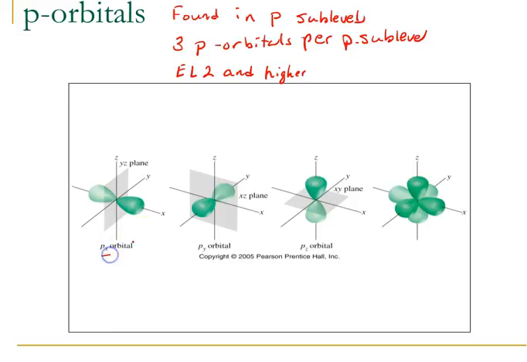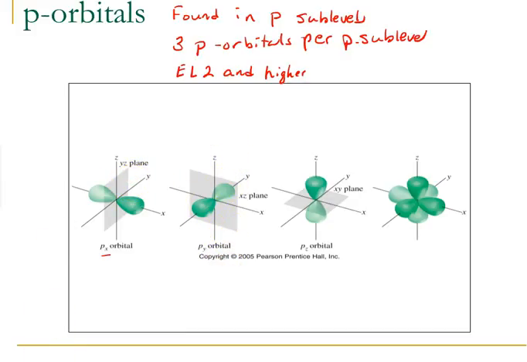We call it p subscript x. This one is arranged on the y-axis. We call this the py orbital. And on our third one, we have one arranged along the z-axis, which we would call pz. So we have one arranged on each axis in a 3-dimensional axis system. Again, each of these holds 2 electrons.